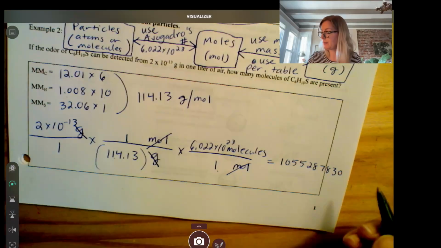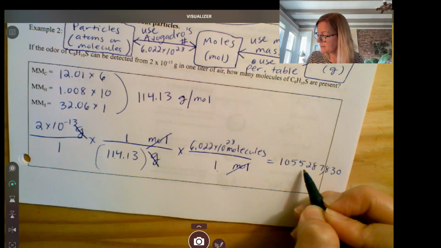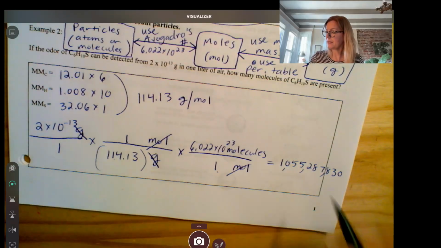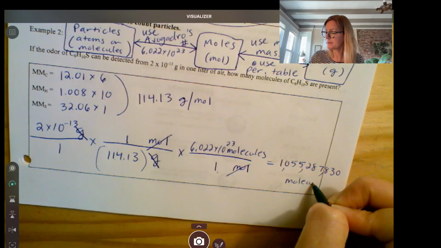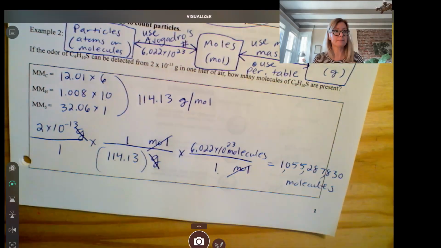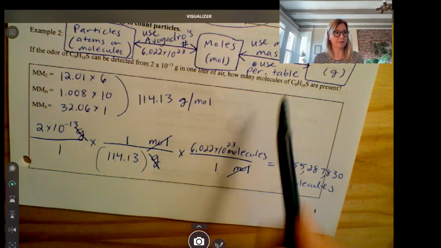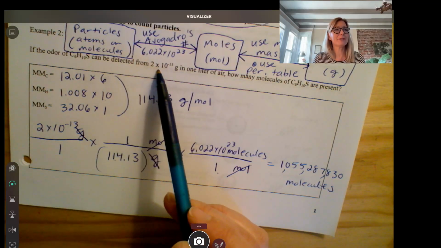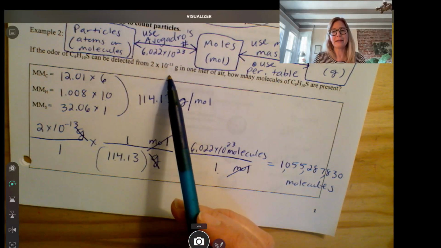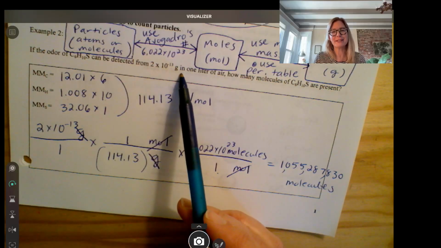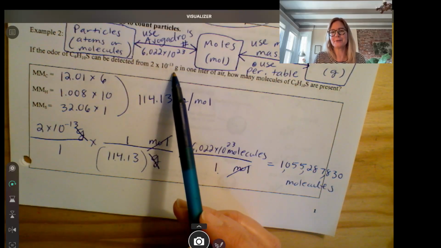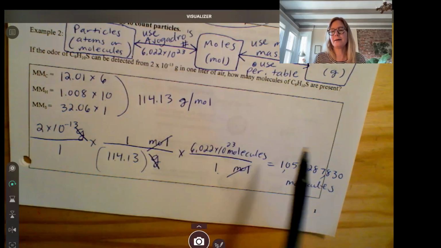1055287830, okay? So put some commas in there, and the unit is molecules. Okay, that's a big number, okay? But don't think you did something wrong, okay? You might have thought, well, that's so few grams, it shouldn't have very many molecules. That looks like a small number to us, but there's still a lot of molecules in that number, okay?